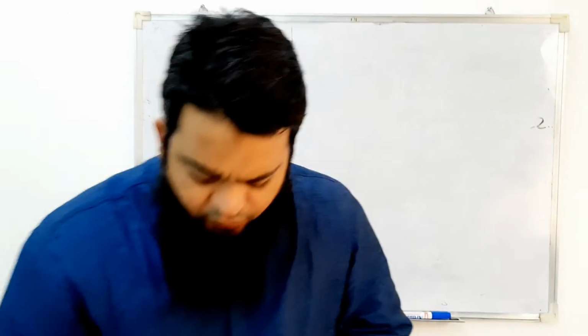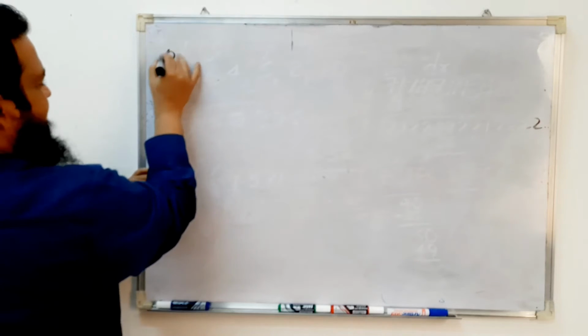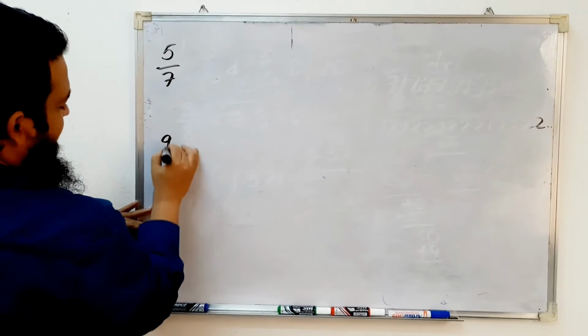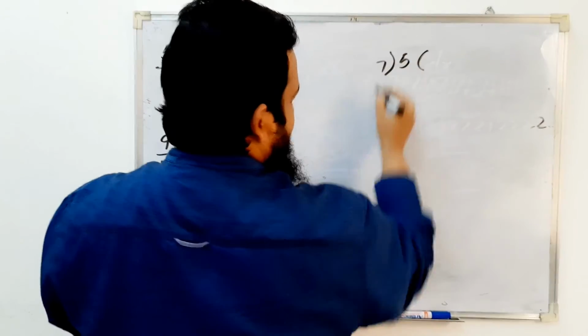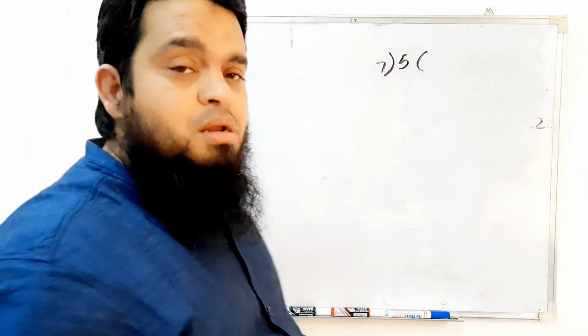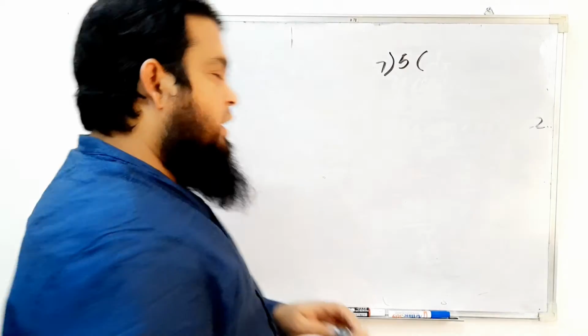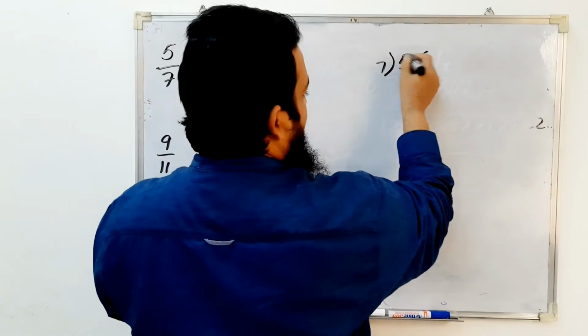They are asking, find the different irrational numbers between the rational numbers 5 by 7 and 9 by 11. See, 5 by 7 and 9 by 11. So divide 5 by 7. See, when you divide by 7, you get a non-terminating and non-recurring decimal. So okay, let us go.